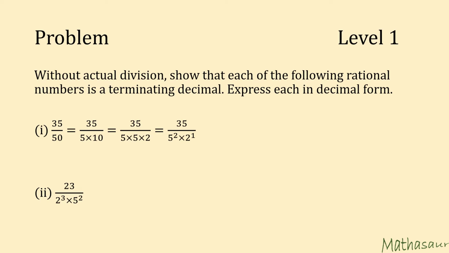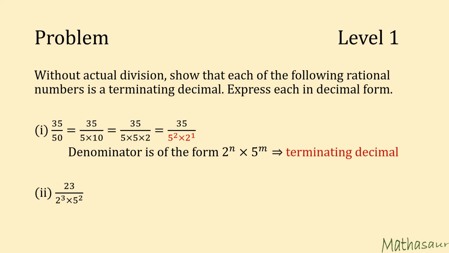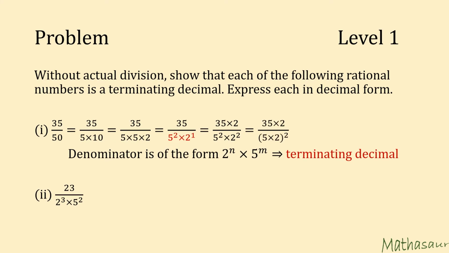We see that it is 5 square times 2 raised to the power 1. So the denominator is of the form 2 raised to the power n times 5 raised to the power m. Hence, it is a terminating decimal. Now let us try to get a 10 in the denominator to express it in decimal form. So let us multiply both numerator and denominator with 2. And we get a 10 square in the denominator. So 35 by 50 is equal to 70 by 100 or 0.7.